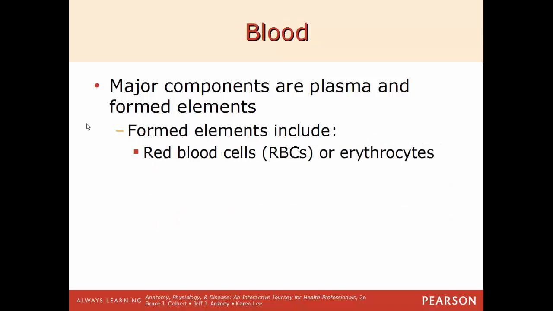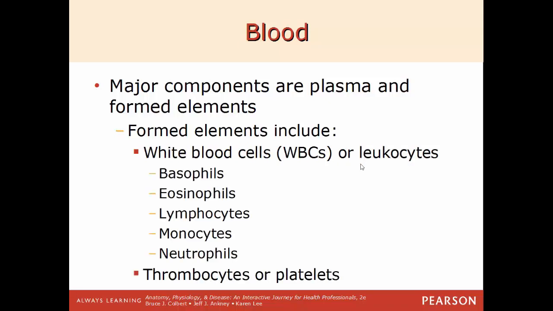Some of the formed elements, these are all the cells that you'll find within the blood, such as the red blood cells, for example, or erythrocytes. The prefix eryth is Latin for red, so these are literally red cells. You also have the multiple forms of the white blood cells, also known as leukocytes. And white blood cells include basophils, eosinophils, lymphocytes, monocytes, and neutrophils. And the last kind of formed elements you'll find in the blood are the platelets, also known as thrombocytes.